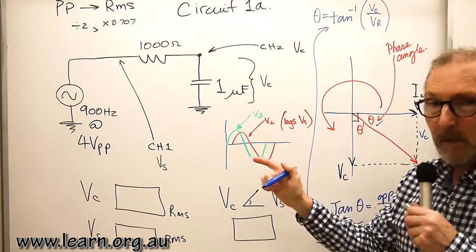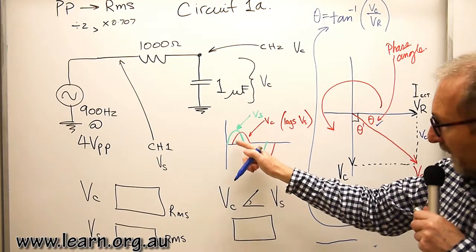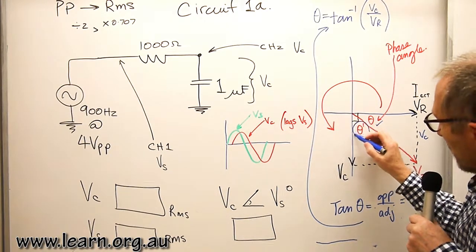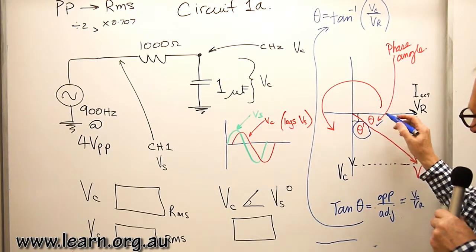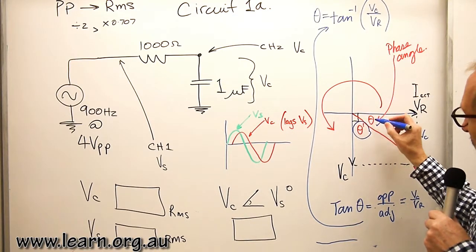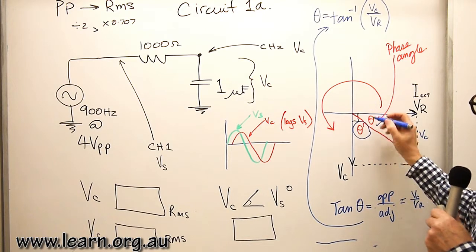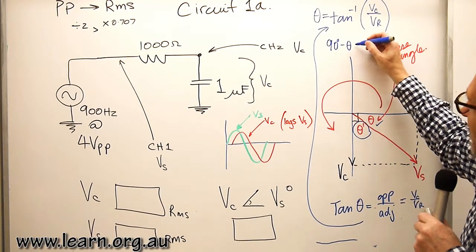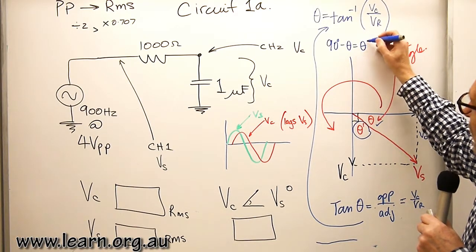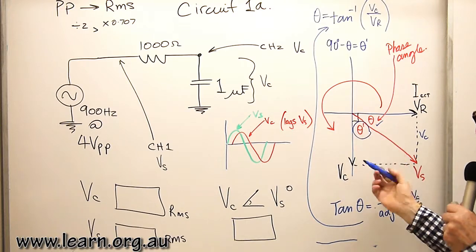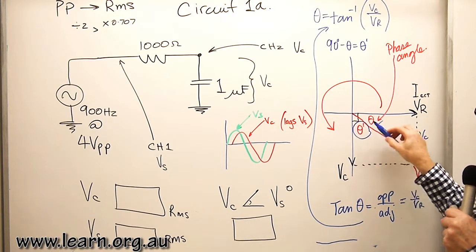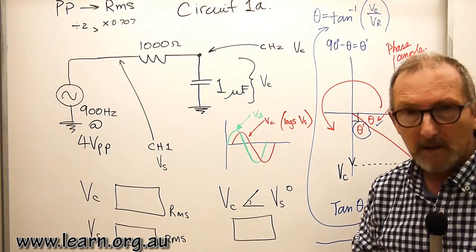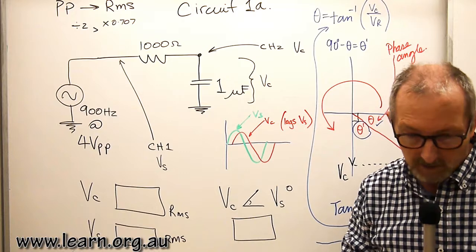In this first part of the lab today, we're looking for the angular difference between VS and VC, so we're more interested in this angle. If you think about it, that would be 90 degrees minus theta. 90 degrees minus the phase angle is going to be equal to theta 1, which is the angular difference between VC and VS. The end of section 1.